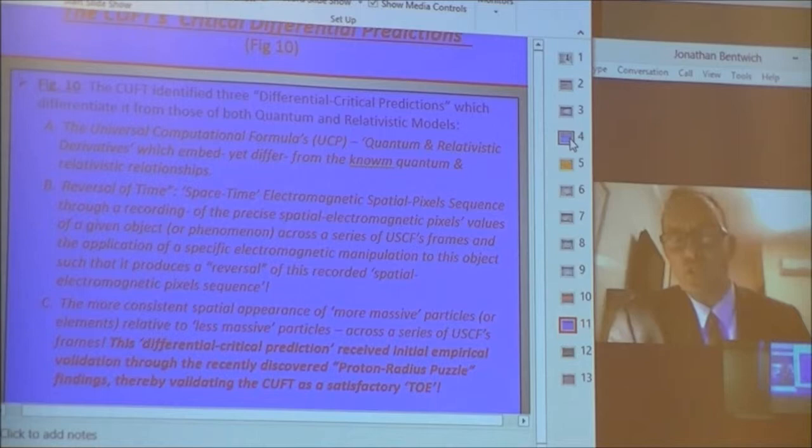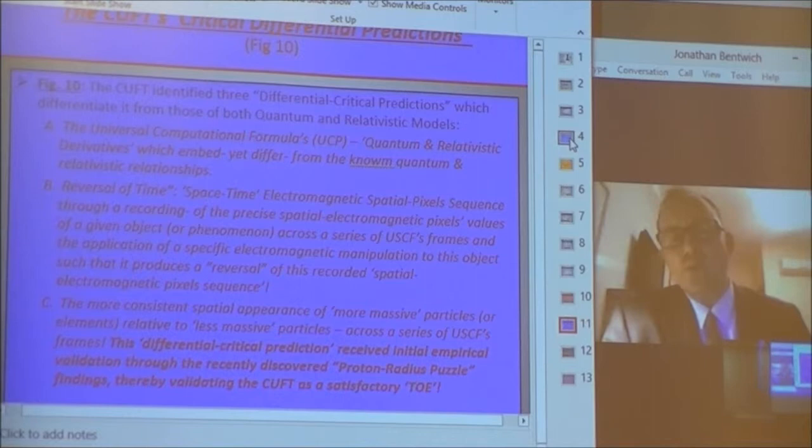I will also say that the second derivative of this prediction can be tested, and I think would even prove this differential critical prediction even more elegantly. Again, it's a little bit counterintuitive, but according to this theory, when we look at a series of frames, the more massive particle would actually be presented in all of these frames, or in most of these frames, the less massive particle would actually, quote-unquote, miss a beat.